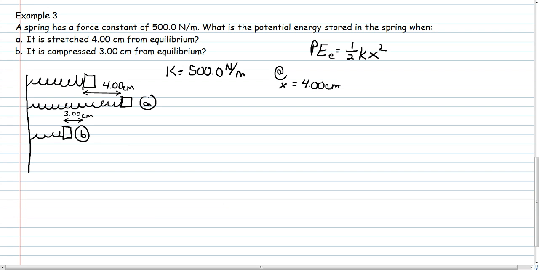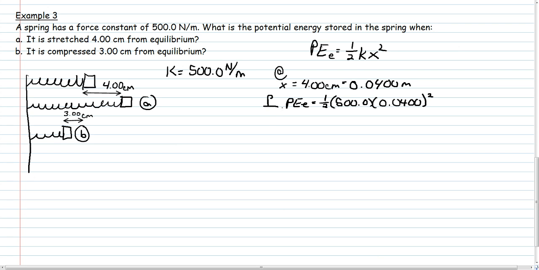4.00 centimeters. Now, centimeters is not the standard or base unit that we like to see our lengths in, and so we need to convert that to meters. In order to do that, I need to divide by 100. So it's going to give me 0.0400 meters. So I just plug that in. PE equals 1/2. My k is 500.0. And my x is 0.0400, and then it's going to be squared.